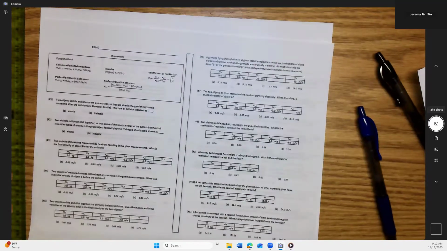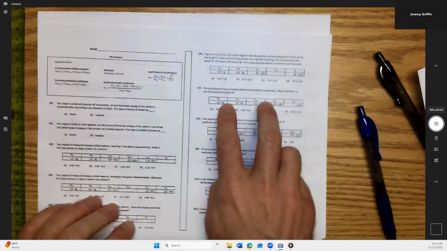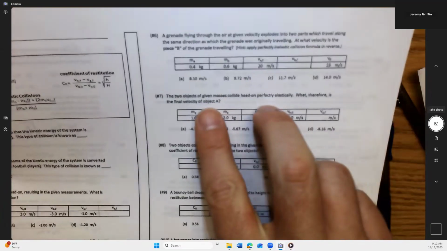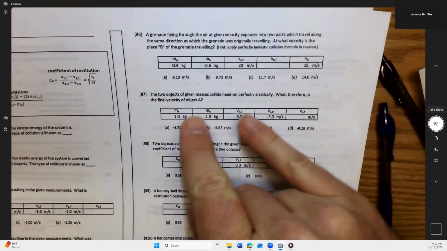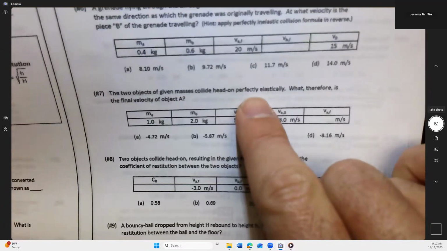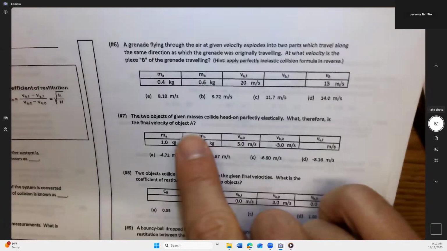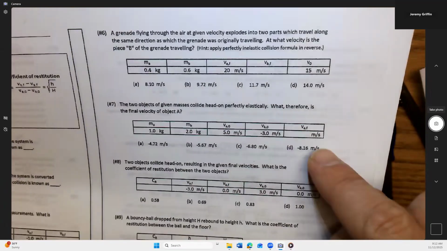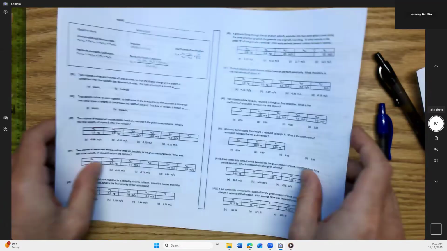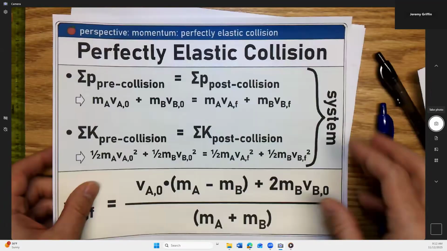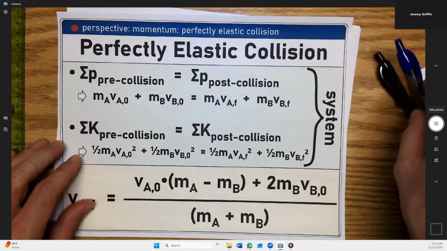That next to number 7. Oh, number 7, I like this one. Two objects of given masses collide head on perfectly elastically. We haven't done one of these yet. Perfectly elastically. What therefore is the final velocity of object A? So I'm just focused on a single object, but I'll give you guys some ways to think about this, and we'll maybe throw some other questions at you guys.